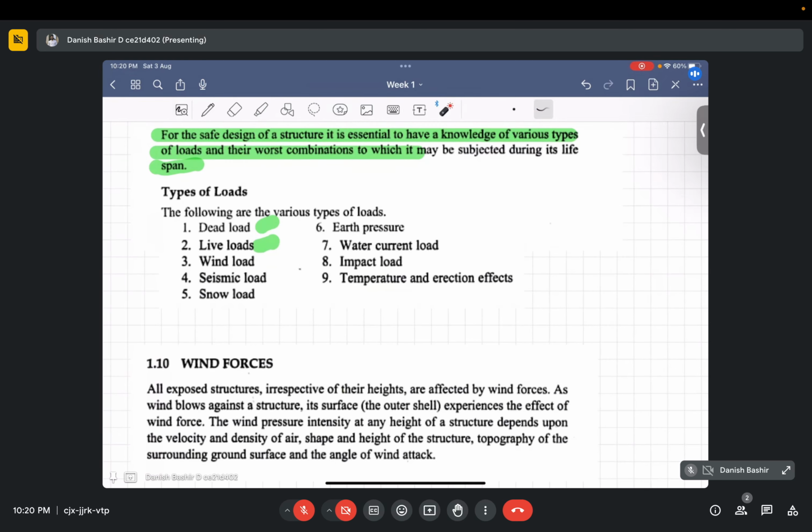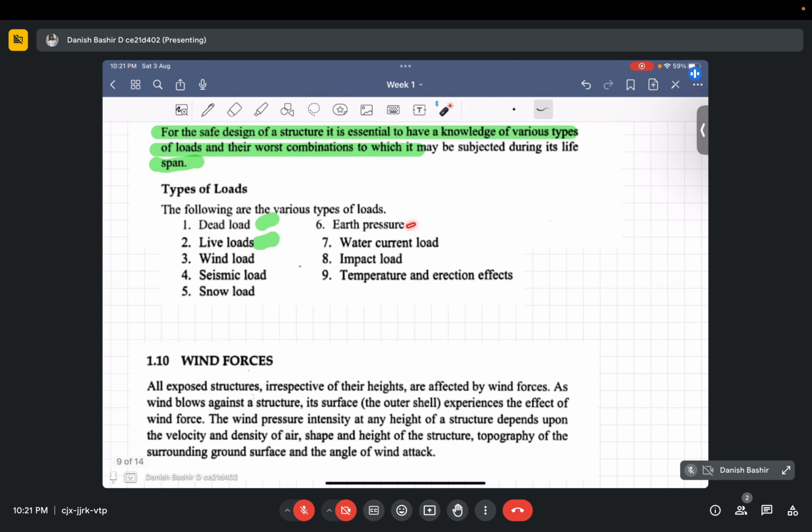One of the important things that we will be looking into is the wind load. Wind load we will be discussing in detail because all the other loads, dead loads and live loads, we study in reinforced concrete design. We study the worst combination there as well, because you might have studied 1.5 dead load plus live load there. These are the worst combinations given by our code.